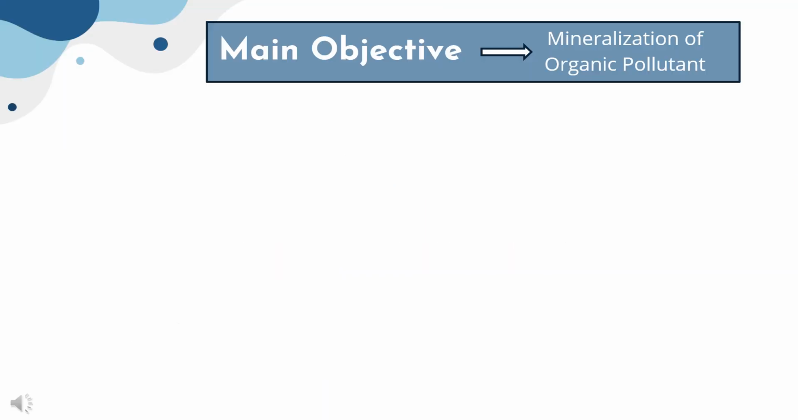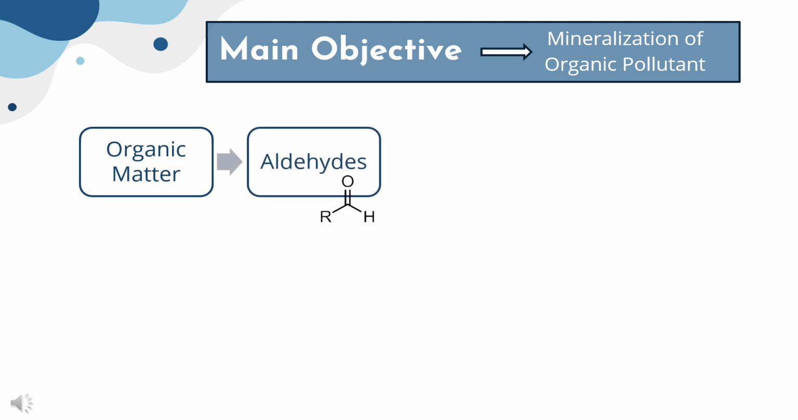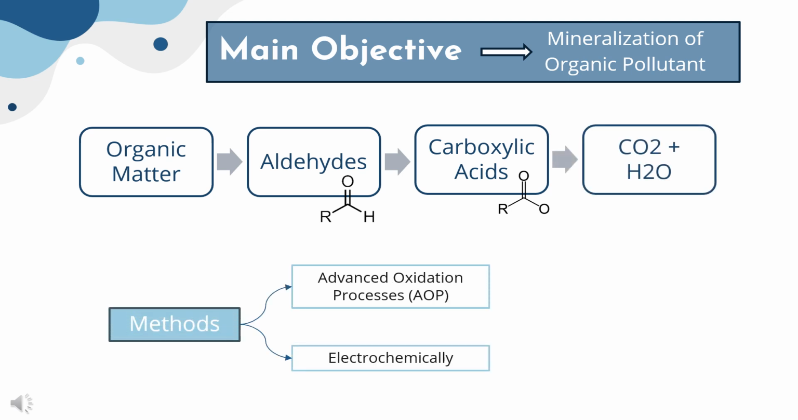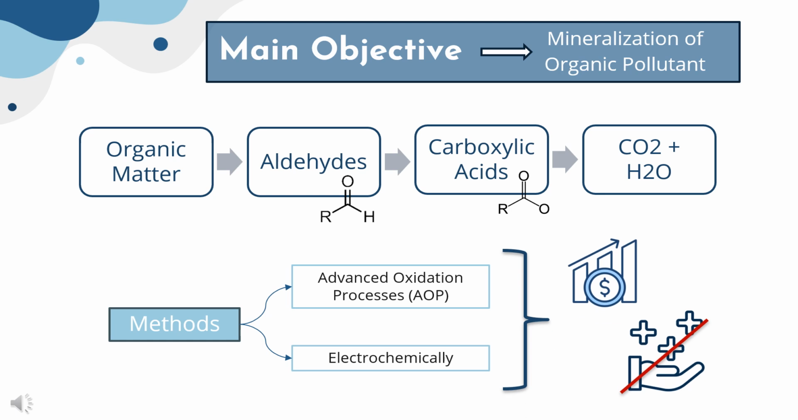For years, the main objective of treating wastewater containing organic matter was to mineralize its organic pollutants. Therefore, organic matter will be degraded into aldehydes and then carboxylic acids to finally be mineralized into CO2 and H2O. And this transformation or process is done by either advanced oxidation processes or electrochemical methods. But unfortunately, these methods are either costly and not very beneficial.